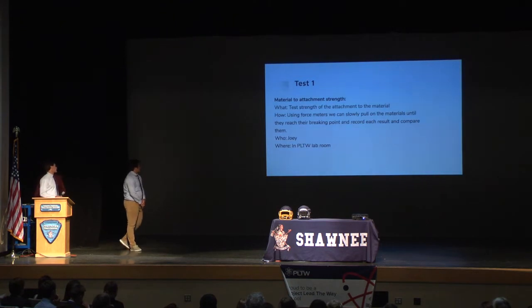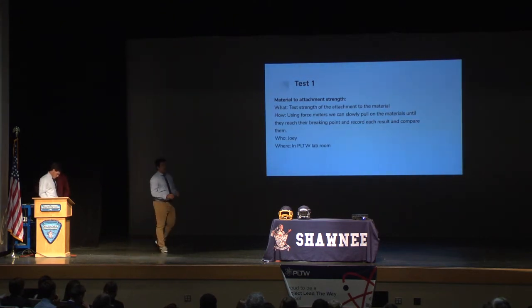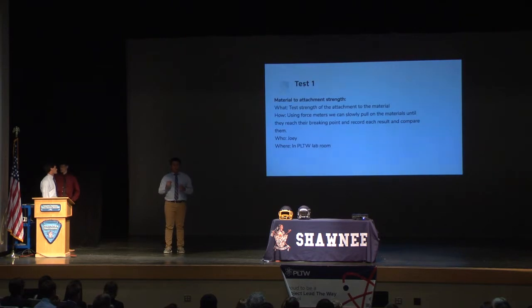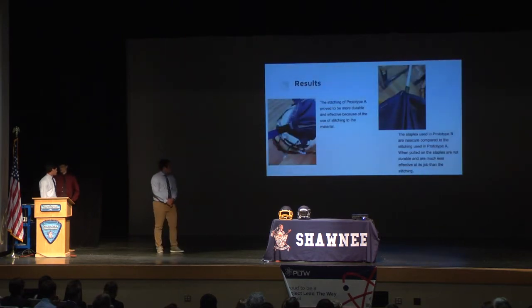So the first thing we did in testing was we wanted to test the strength of the stitching material on the outside of each prototype. To do this, we attached a force meter to that stitching on each prototype and pulled it to its breaking point. What we came across is that prototype A was able to withstand more of that force, making it the more durable stitching.